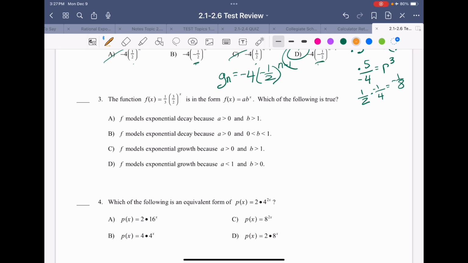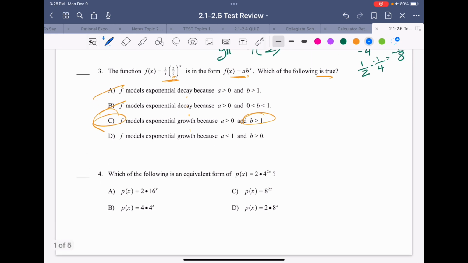So we've got this function in this form. Which of the following is true? So it's talking about growth or decay first. And so to look at that, we look at the b value or the r value. It's r when you're talking about sequences, it's b here. If this is greater than 1, then it is definitely growth. So it can't be A or B. And it is growth because b is greater than 1, not that b is greater than 0, because if b was 1/2, it'd still be greater than 0. a is also greater than 0. My answer is C.